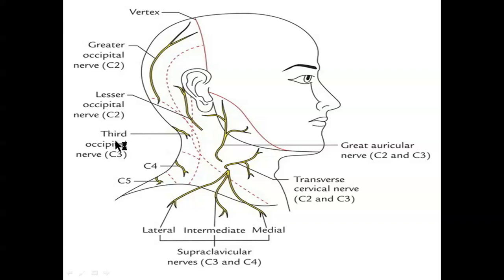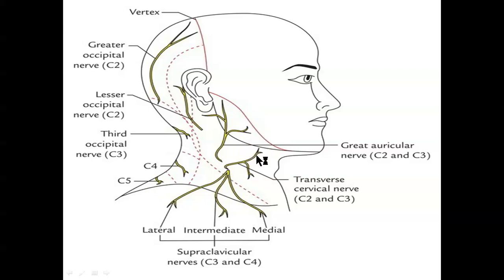It is from your C3 segment. It is coming here in this area. Another two nerves would be your C4 and C5 cutaneous branches, of your C4 segment and your C5 segment. All right, so overall we need to remember eight nerves.